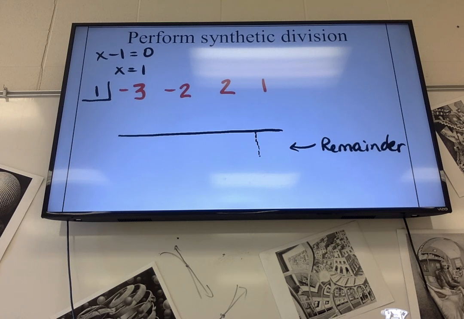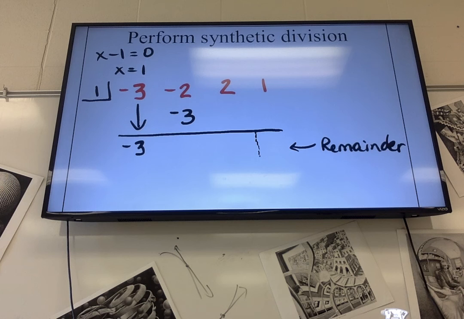Okay, do you remember what to do? You move the negative 3 down, right? Right. Move that straight down. And then you multiply it by 1? Yeah, you take the number in the box times the number under the line, you multiply them, and then you put that under the next number.